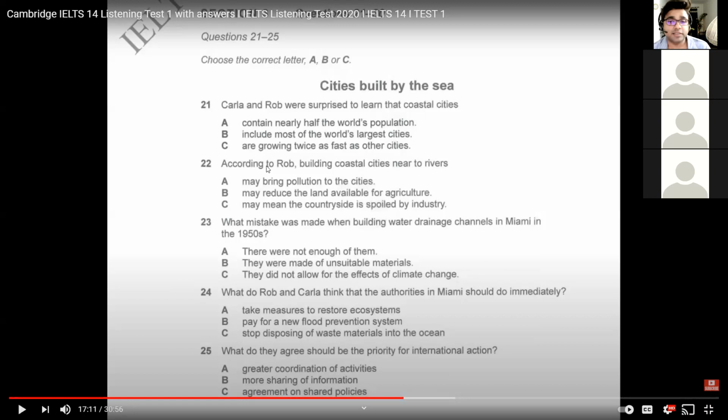So most of the biggest cities are actually built by the sea. So include most of the world's largest cities, that is, coastal areas. Okay, cool. I'd not realised that.